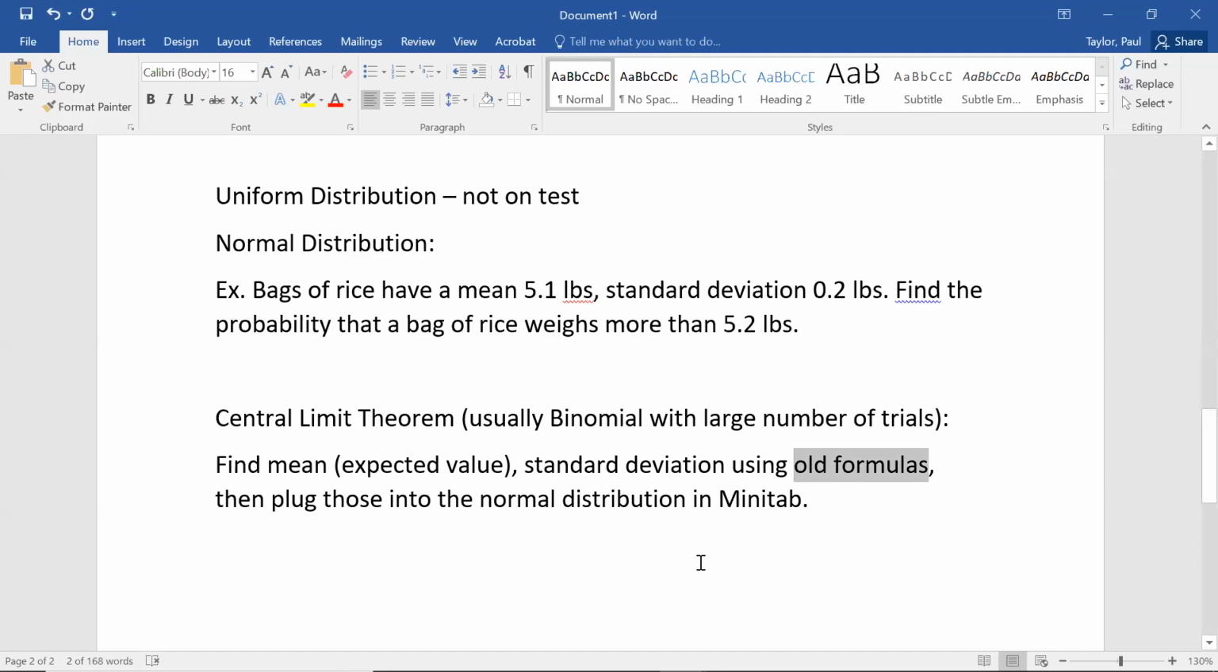Okay, and then the last sections that we need to talk about are the stats sections, confidence interval and hypothesis tests. So we'll have an example of those in a separate video.